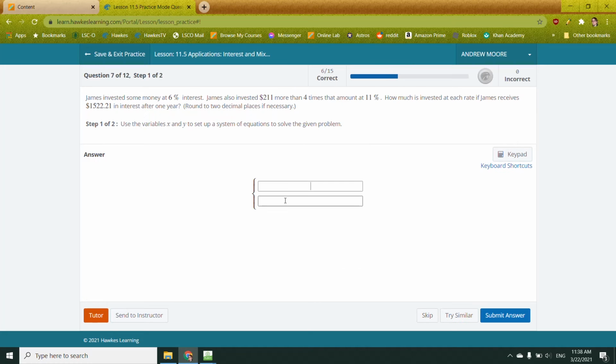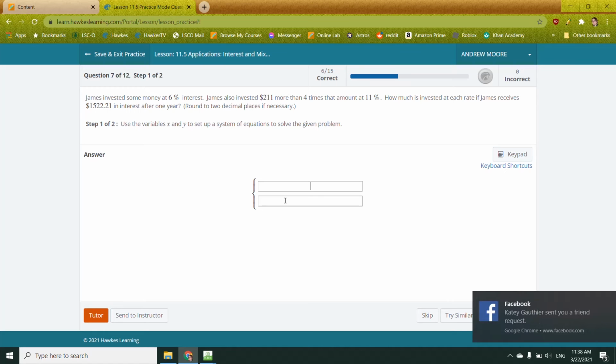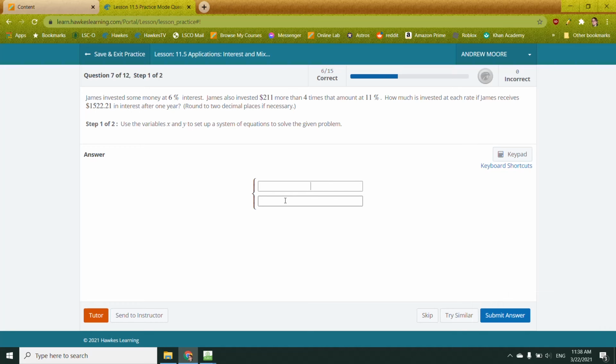James invested some money at 6% interest. James also invested 211 more than 4 times that amount at 11%. How much is invested at each rate if James receives $1,522.21 in interest after 1 year? Use X and Y to set up a system of equations to solve the given problem.